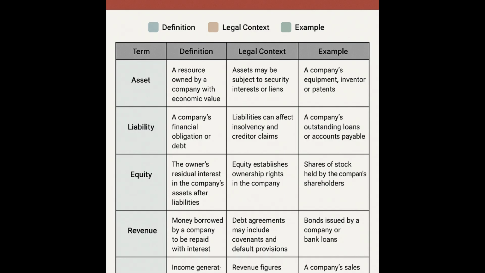Assets are what a company owns. Think of things like cash, buildings, or equipment. For example, if a tech company owns a fleet of delivery vans, those vans are assets. This matters in situations like insolvency, when a company can't pay its debts, because assets may need to be sold to pay off creditors. Liabilities are what a company owes to others, such as loans or unpaid bills.